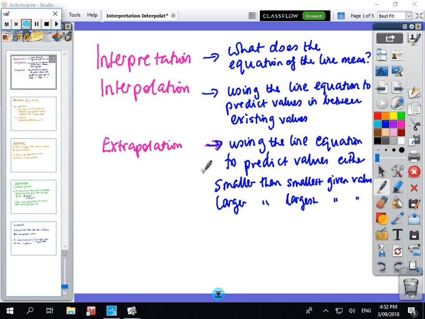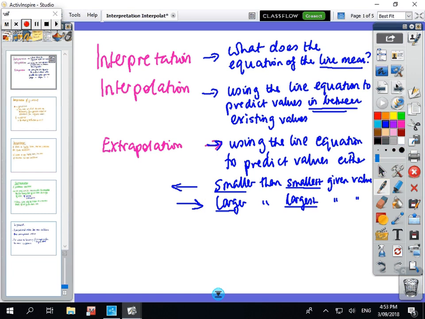Okay, so this might be something you've done before: interpretation, interpolation, and extrapolation. Interpretation is, what does the equation of the line actually mean? What do the values mean? Interpolation is using the line equation to predict values that are in between existing values. And extrapolation is using the line equation to predict values that are outside the range, so they're either smaller than the smallest or larger than the largest. So we're interpolating when you're in between, and extrapolating when you're either below or above the existing values.